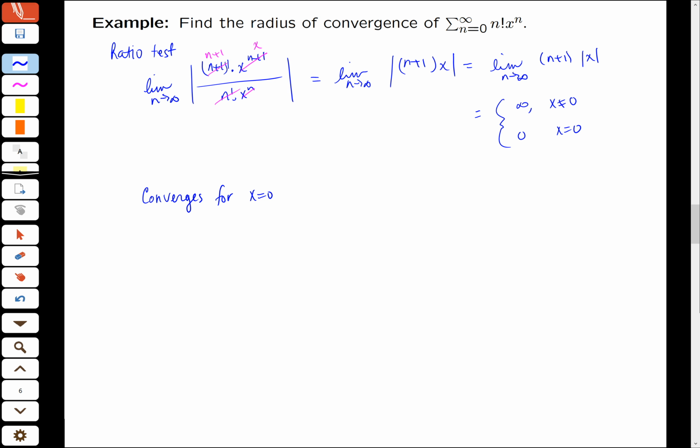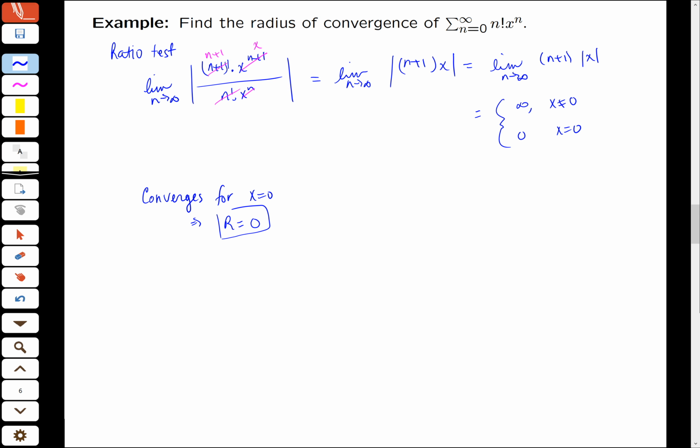That tells you that R is equal to 0 for the radius of convergence for that. This problem asks for the radius of convergence. If it only converges for one value, your radius is 0, because the width around one number is 0. Any questions on that?